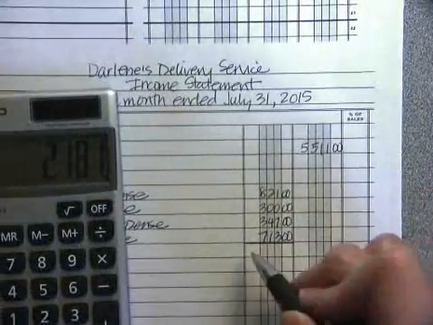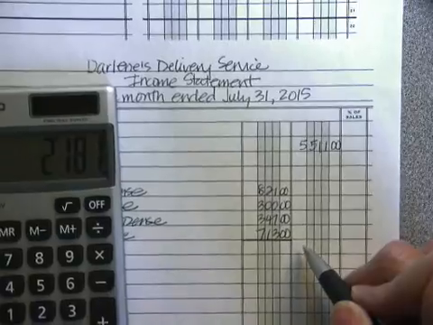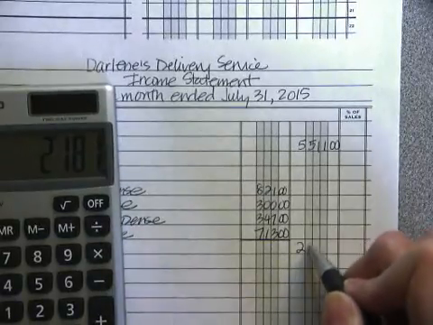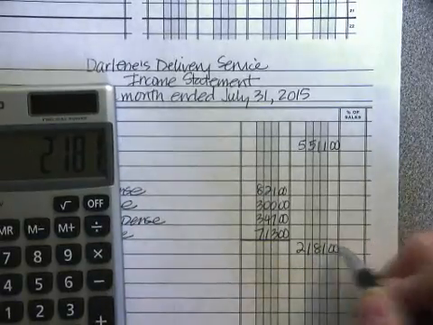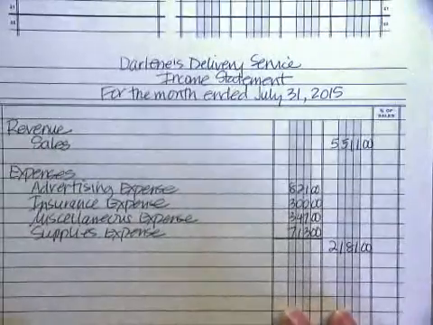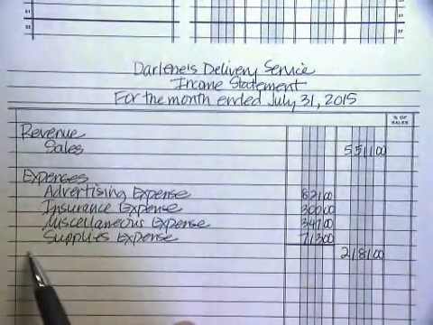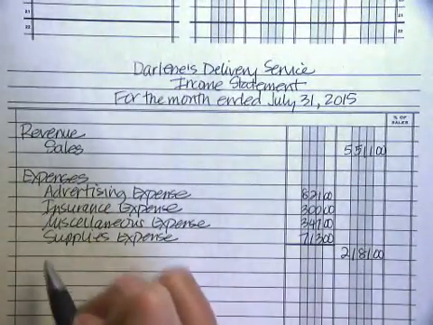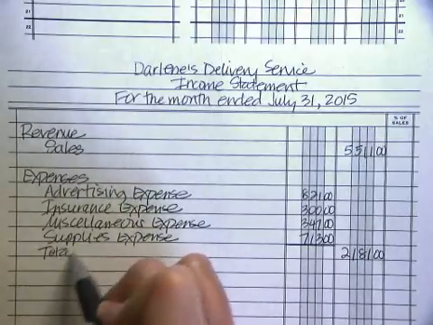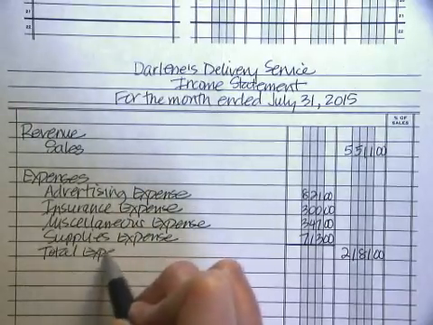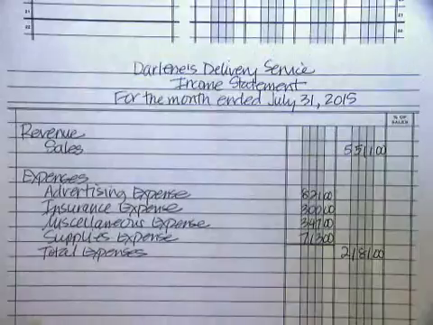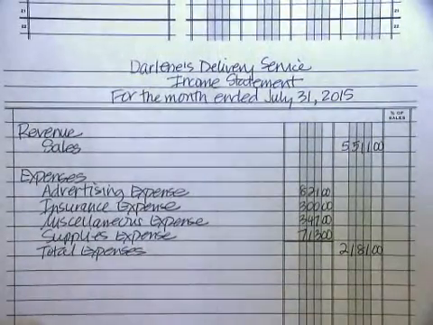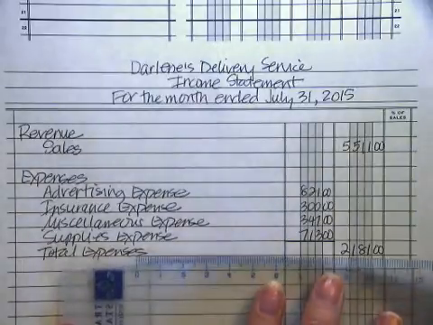Okay? So, I'm going to put the total in the right-hand column, 2,181, and I need a label for that. Okay, so that is total expenses. So far, so good, you guys? Yep. Pretty simple, right? Okay, let's underline here because we're going to do math.